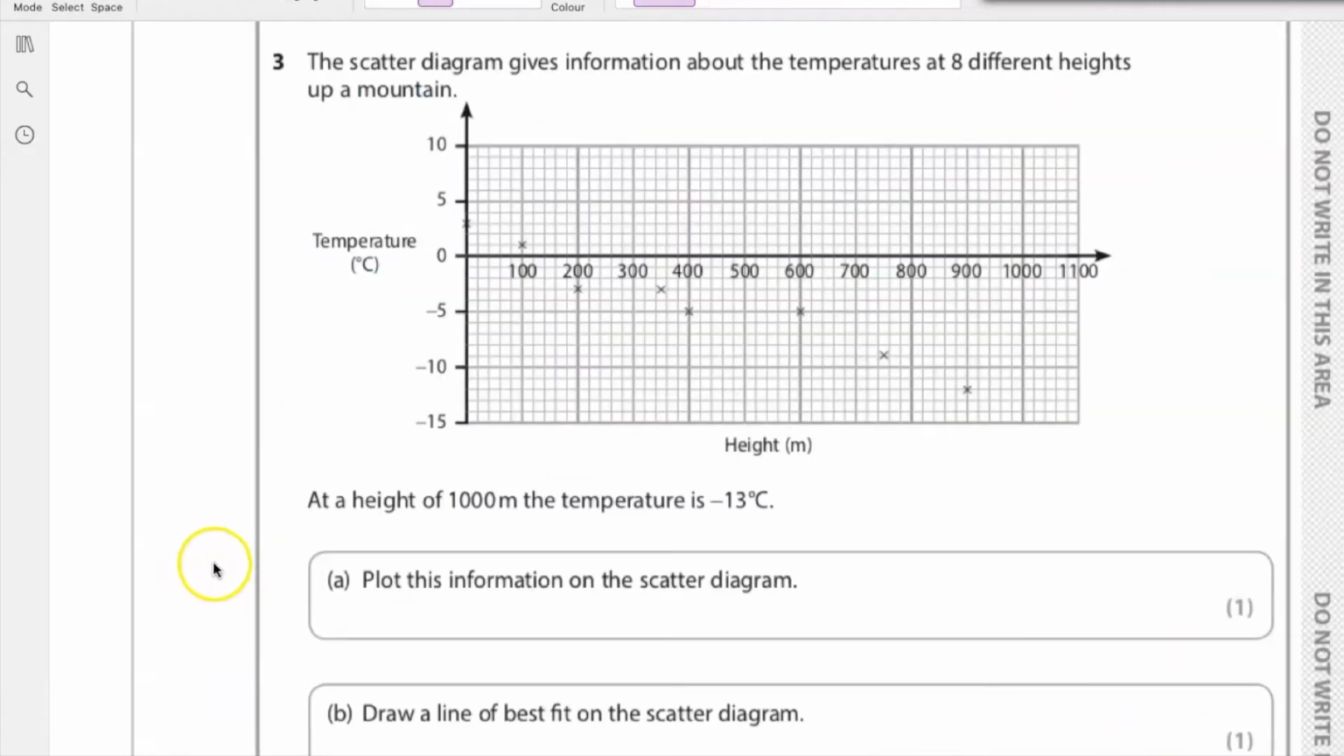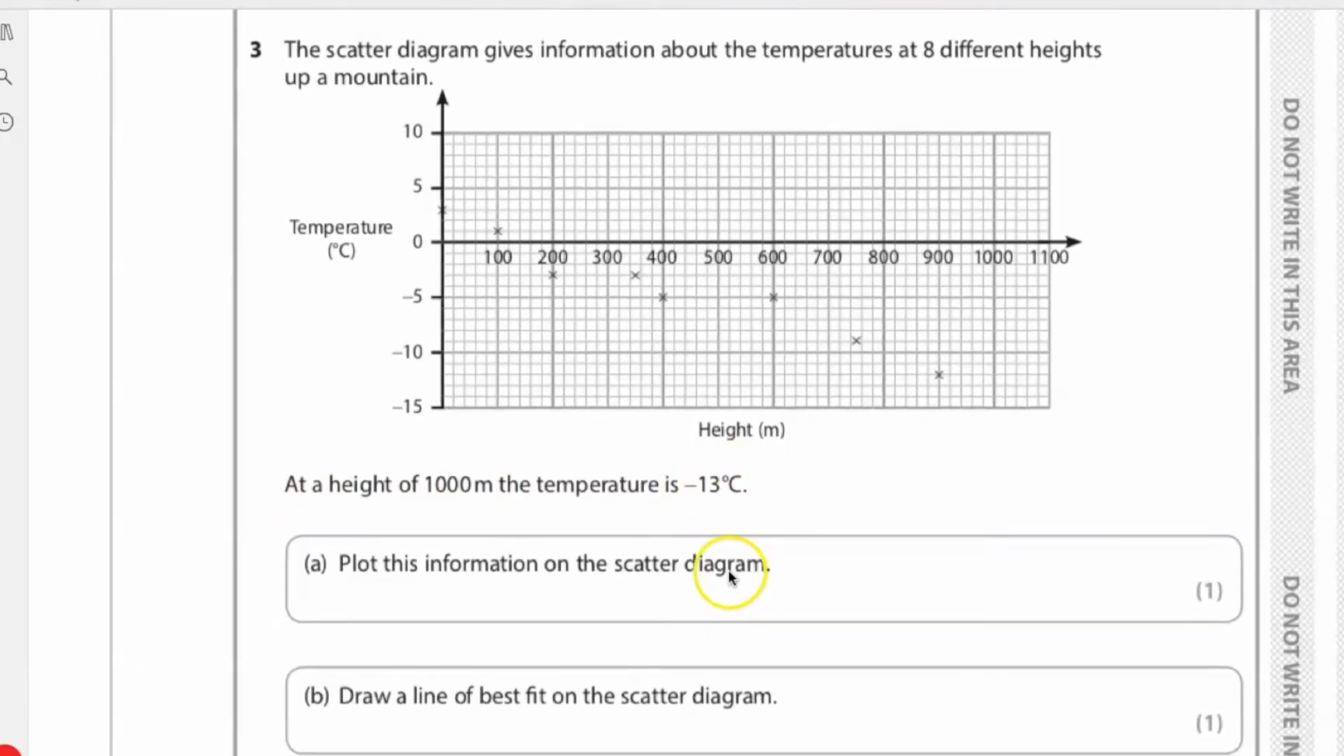The scatter graph gives information about the temperatures at 8 different heights up a mountain. At a height of 1000 meters, the temperature is minus 13 degrees Celsius. Question 1a. Plot this information on the scatter diagram.